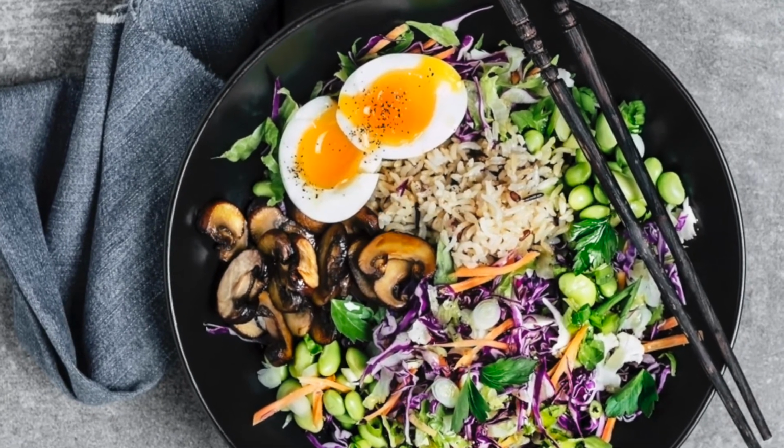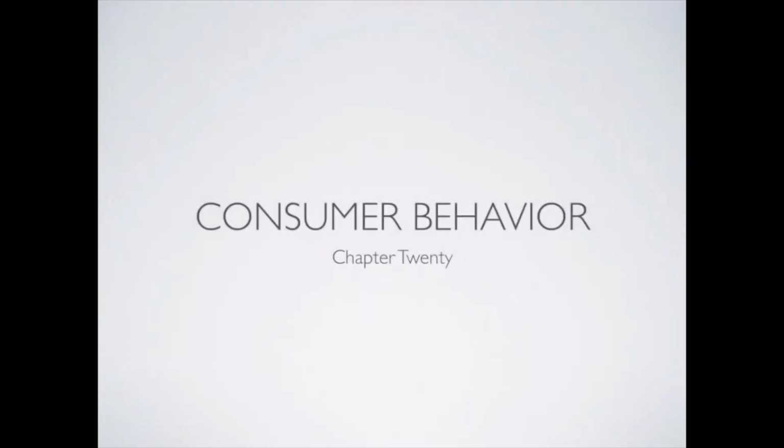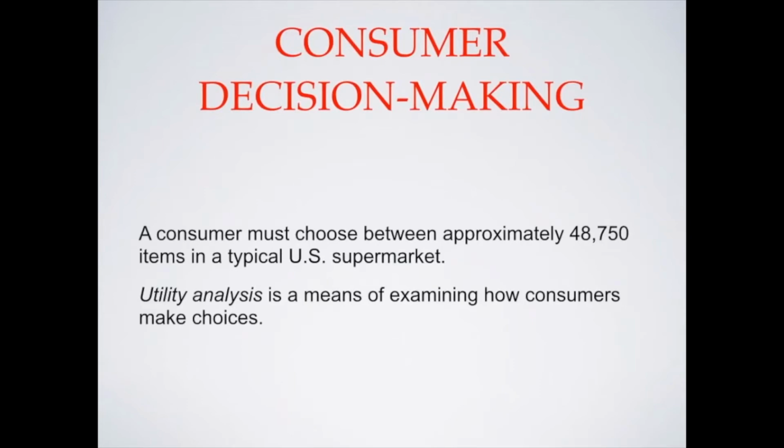Why has such a change occurred? People make choices intending to maximize their levels of satisfaction. Economics helps us understand why people make certain choices. A consumer must choose between approximately 48,750 items in a typical U.S. supermarket. Economists assume that for the most part, people will make rational decisions.